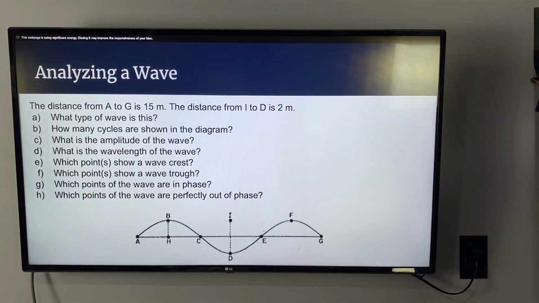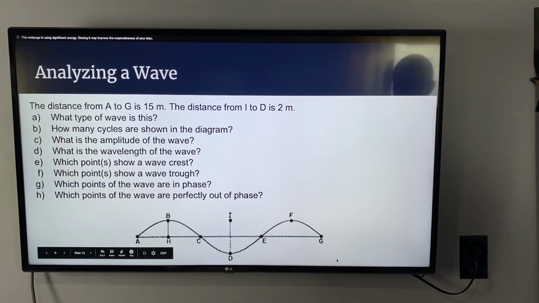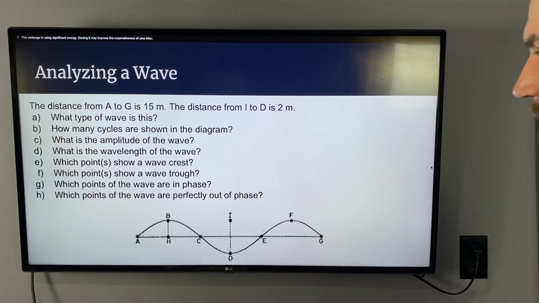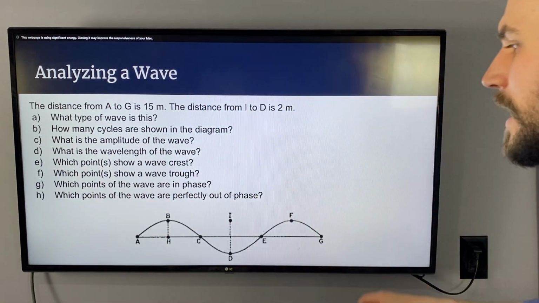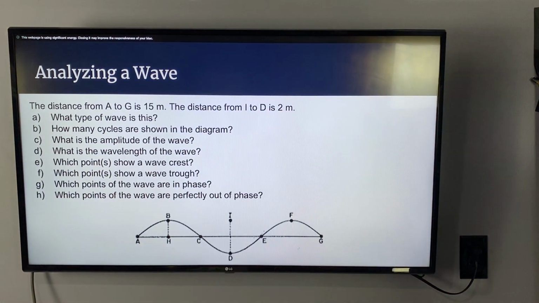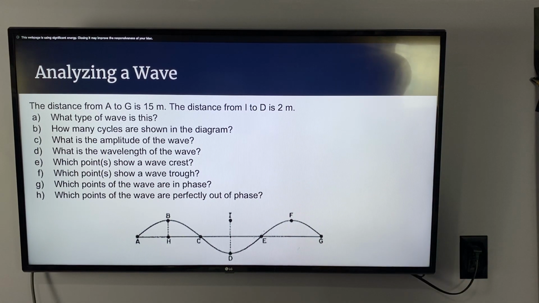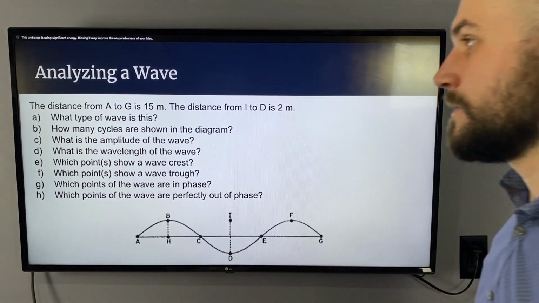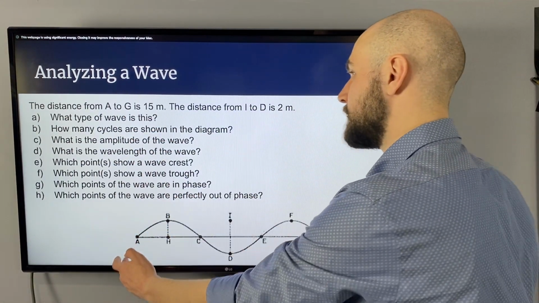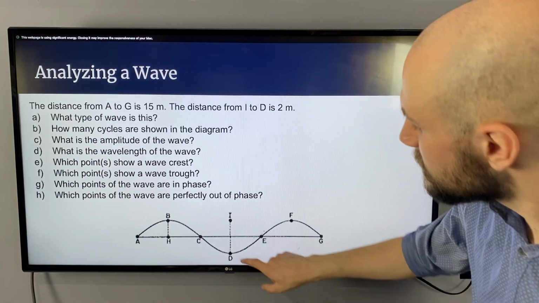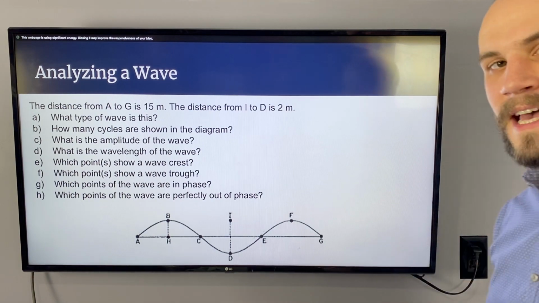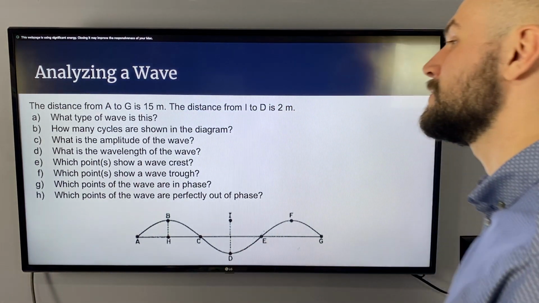But before we do that, let's analyze a particular wave. We're going to use all of the tools that we've learned over this whole lesson to analyze this wave down here. Some points on the wave are labeled. We have A, B, C, D, E, F, G, H, and I, all on the wave. And some information is also given about the wave. The distance from A to G is 15 meters, and the distance from I to D is 2 meters. Let's see if we can use that to answer all the questions here about this wave.